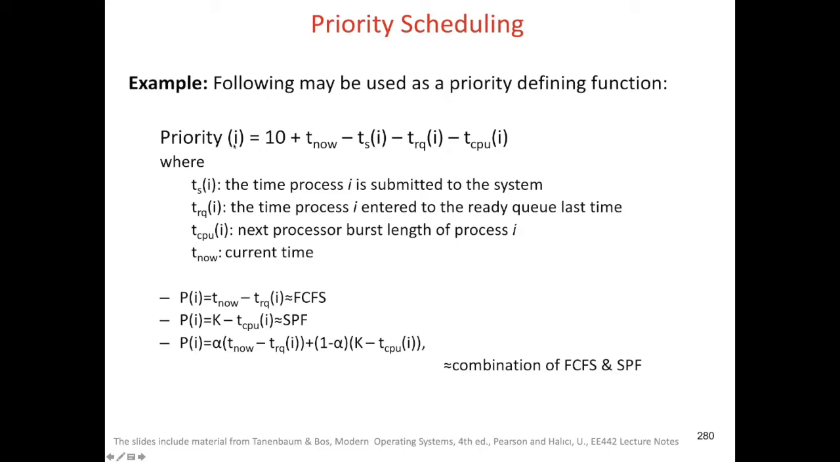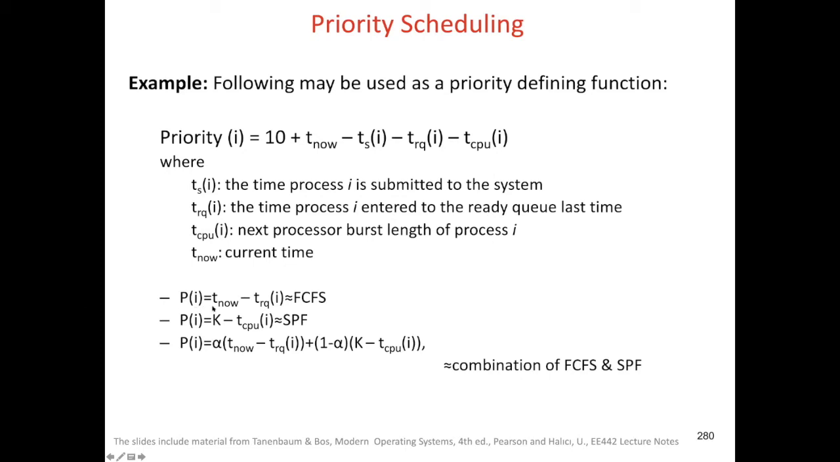Priority of process i is assigned as 10. This is a constant value added in order to prevent the priority value from being negative. Priority is 10 plus the current time, T now is the current time, minus TSi, this is the time process i is submitted to the system, minus TRQi, the time process i entered the ready queue last time, TCPUi is the next processor burst length of process i.